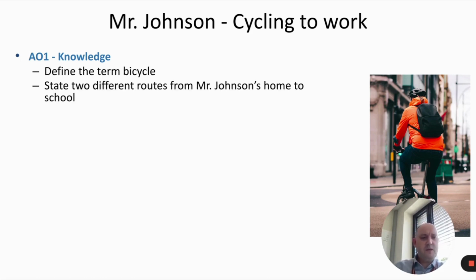So the first thing we do is we'd look at what the knowledge is. So define the term bicycle. Now I know what a bicycle is, by the way, but that's the sort of thing we might do. Define the term bicycle. Maybe we might define cycling or something like that. Maybe a bit more applicable, something I might actually do is, well, let's look at 2 different routes. State 2 different routes that Mr. Johnson could take from home to school.